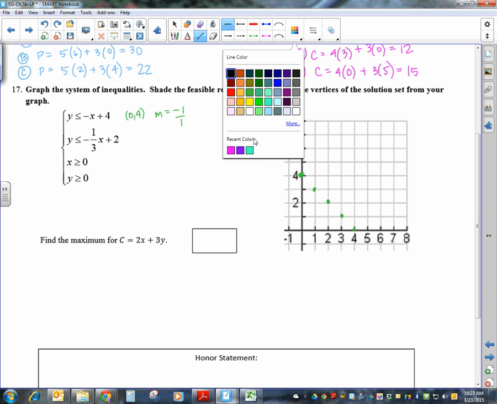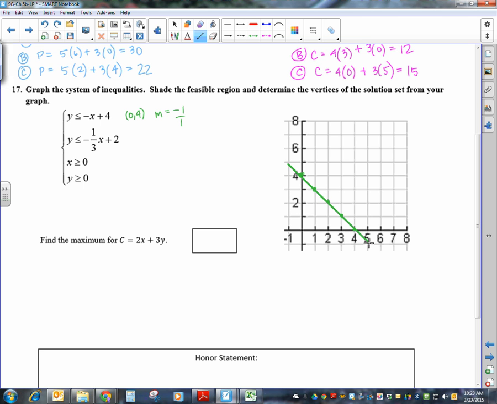I'm going to speed it up and not put arrows, and we'll go like this. And it looks like I missed a little bit at the top. Alright, so there's my equation. It is solid. And we'll go to the next one.